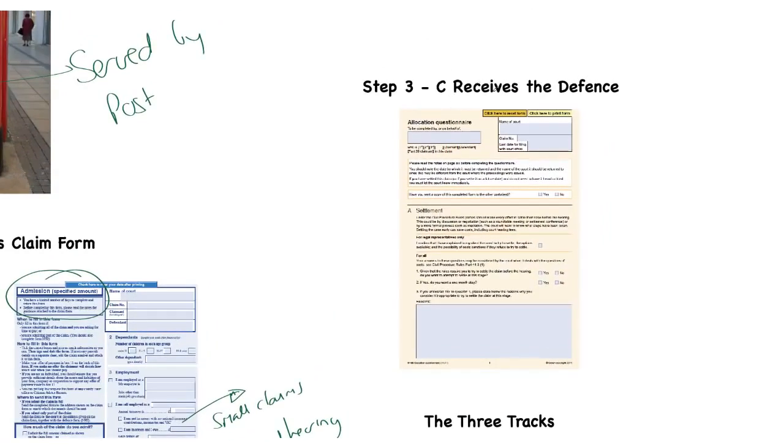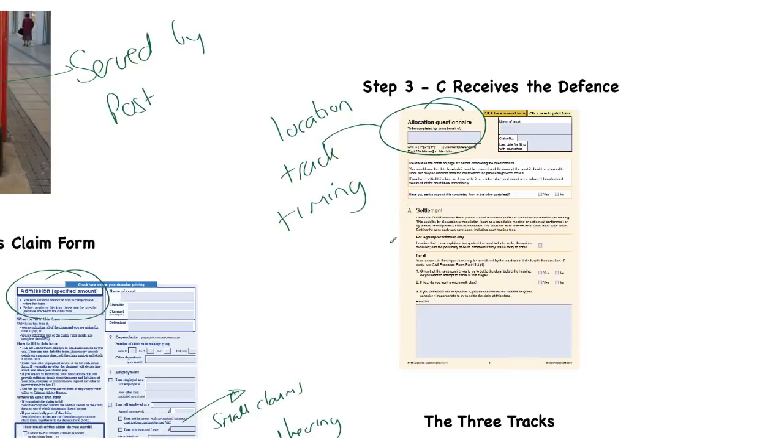So the claimant will receive the defence. And when the claimant receives the defence, the court will also send out allocation questionnaires to each party. And the purpose of the allocation questionnaire is to find the location, so which court it is going to be held in, what track it's going to be on, and we're going to discuss tracks in a moment, and the timing of the trial. So it's allocating a location, a track and a timing.